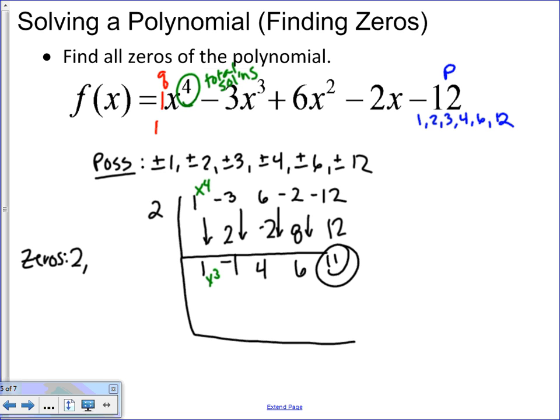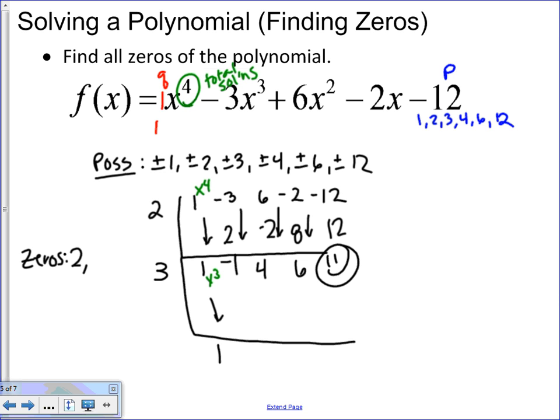Jake's found 2. Did anybody else find a different number that works? Oh, Sahil, what'd you get? You think 3 works? So we'll try it. Put 3 on the outside. Drop my leading coefficient. 1 times 3 is 3. Add down to get 2. Sahil's saying no, it doesn't work. 6, and I can kind of tell I'm going to get 10 times that's 30. That's not working.